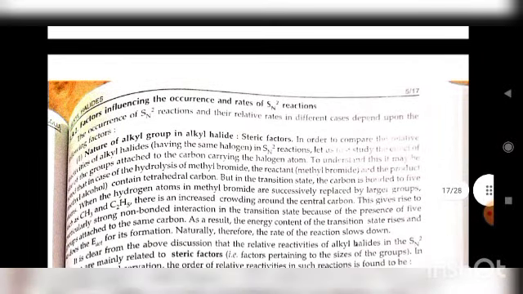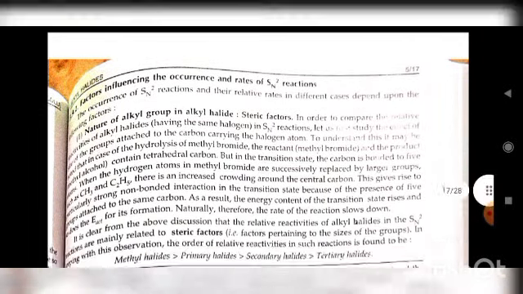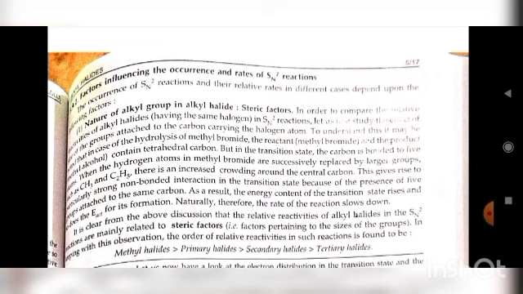Factors influencing the occurrence and rate of SN2 reactions. The occurrence of SN2 reactions and their relative rates in different cases depend upon the following factors: nature of alkyl groups in alkyl halide, steric factors. In order to compare the relative reactivities of alkyl halides having the same halogens in SN2 reactions, let us first study the effect of the size of the groups attached to the carbon carrying the halogen atom.